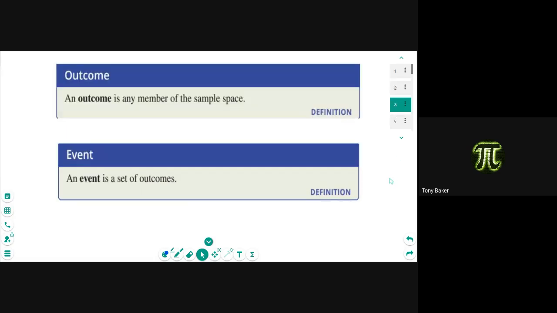All right, 2 more definitions. The first one is outcome. Outcome is any member of the sample space. So yes. What's it called? Sample space. Thank you. Sample space is a list of all outcomes, or a list of all possibilities. So an outcome is any member of that sample space. So an outcome for flipping a coin is heads or tails. So heads and tails is your sample space. An outcome would be heads, or an outcome would be tails.